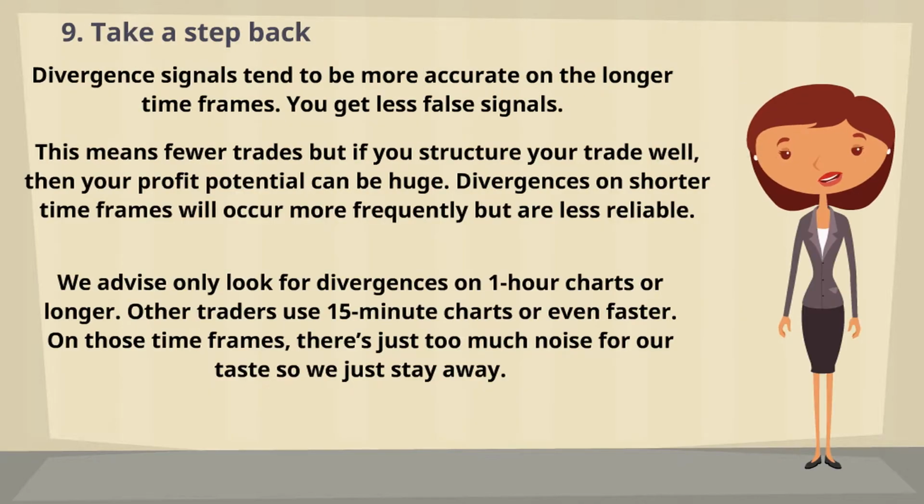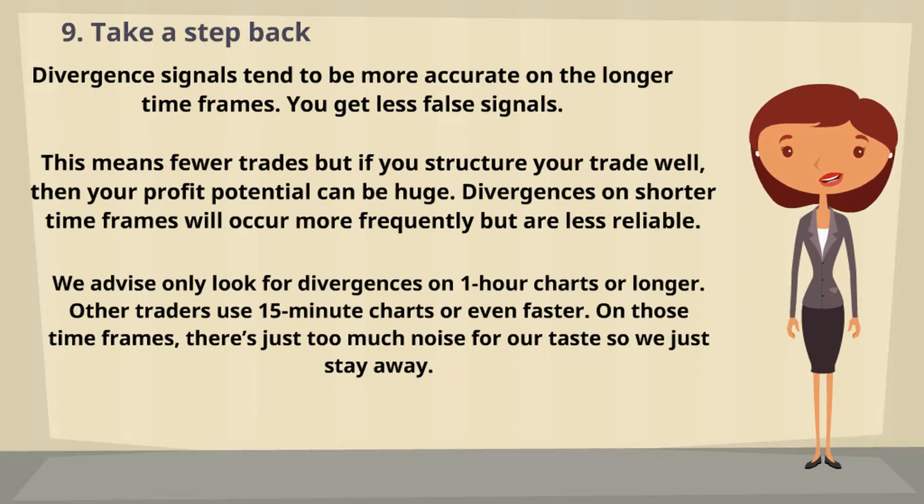Rule 9: Take a step back. Divergence signals tend to be more accurate on the longer time frames. You get fewer false signals. This means fewer trades, but if you structure your trade well, then your profit potential can be huge. Divergences on shorter time frames will occur more frequently but are less reliable.